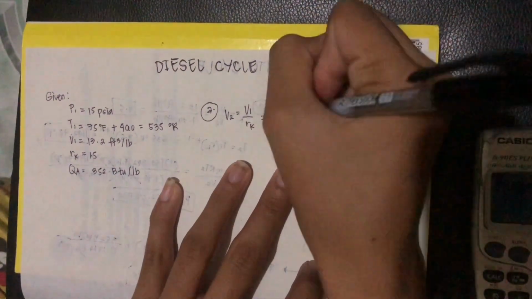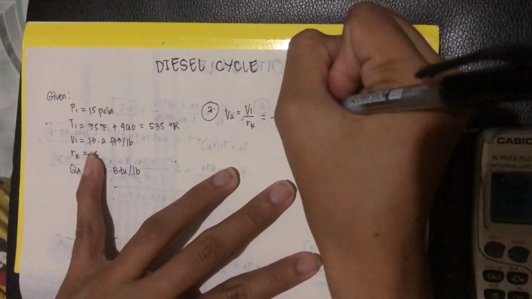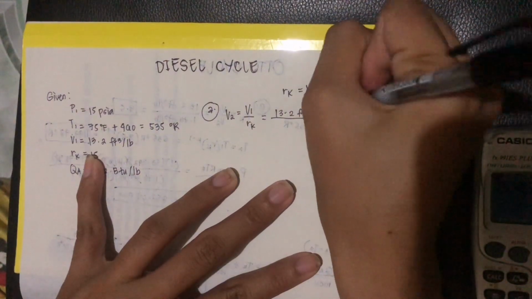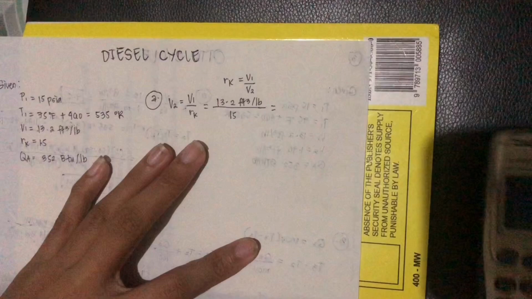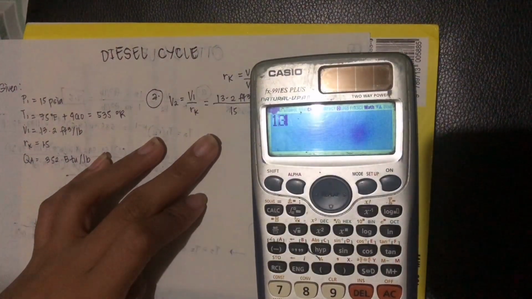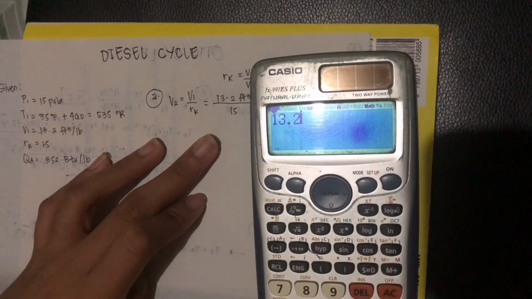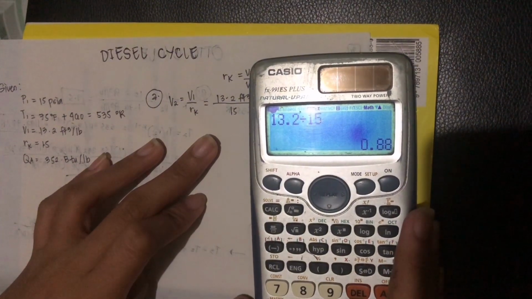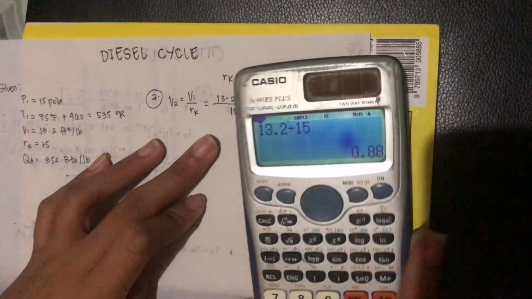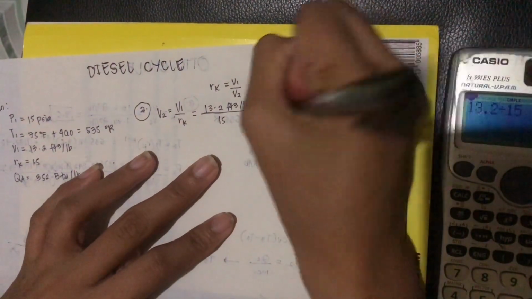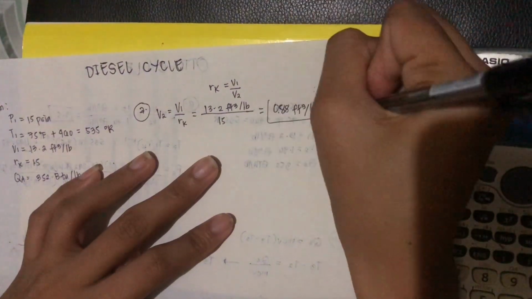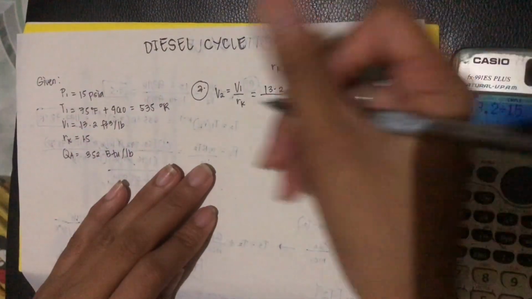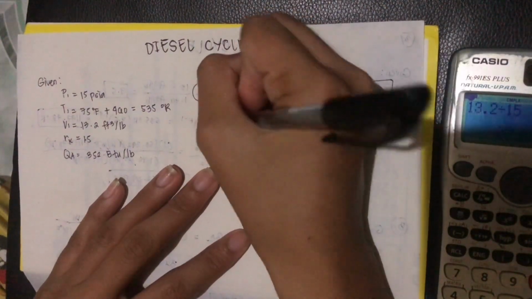So we have V1 of 13.2 cubic feet per pound, and RK of 15. So calculate: 13.2 divided by 15, and the answer is 0.88 cubic feet per pound. So that is our V2. Next, we will find our P2.